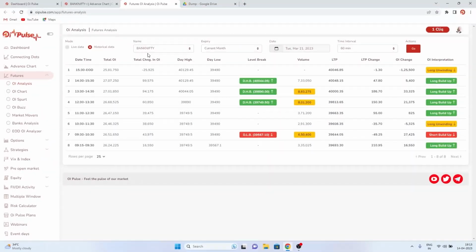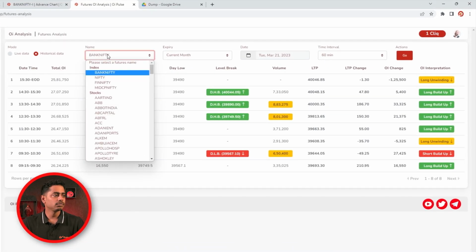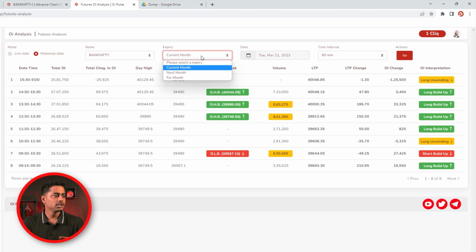By default, you will be given 1 year to 9 months of historical data for doing all your analysis and backtesting, so that you can easily test how your data analysis has worked and whether your analysis is matching with your chart analysis and other things. Next one is the name. Here you have to select which stock or index you want to analyze, current month expiry, next month expiry and far month expiry.